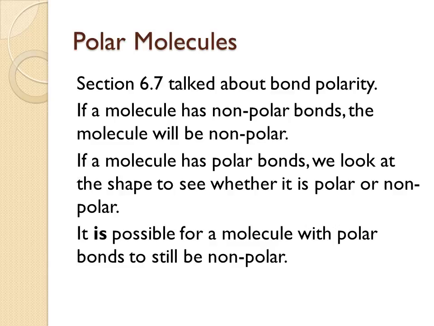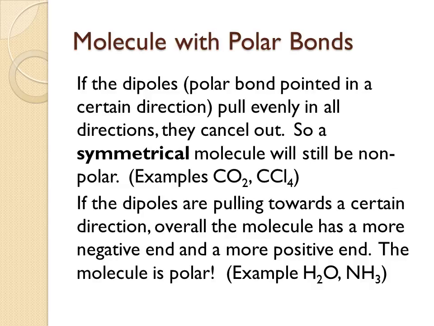There's no reason for it to have a negative end and a positive end. If a molecule has polar bonds, then we have to look at the shape to decide whether it's a polar or nonpolar molecule. Because it is possible for a molecule with polar bonds to still be nonpolar. So how does that happen? Well, if the dipoles, the polar bonds pulling in a certain direction, are all arranged in the shape of the molecule so that they pull evenly in all directions, they're going to cancel out.